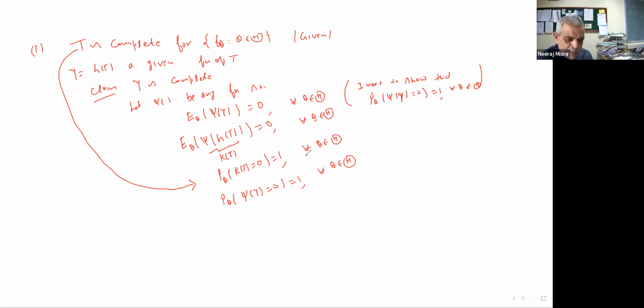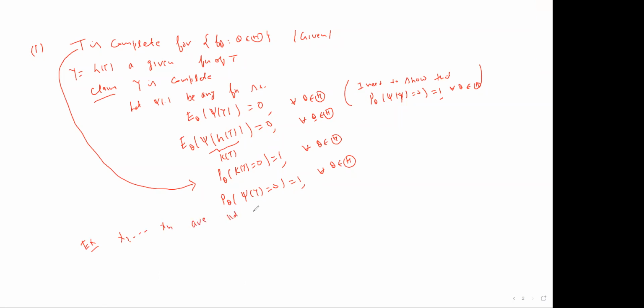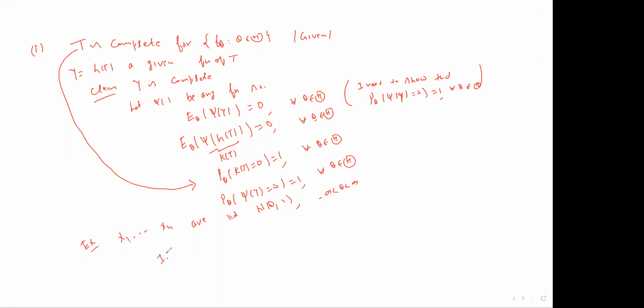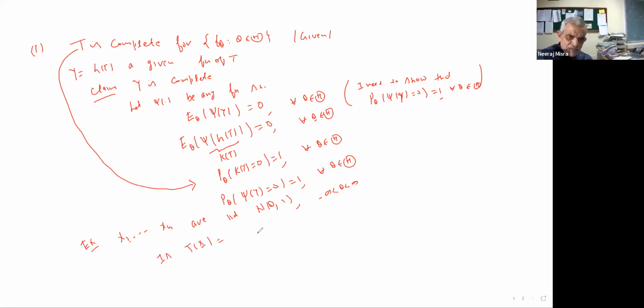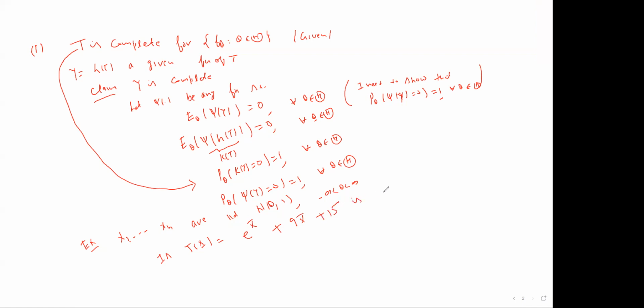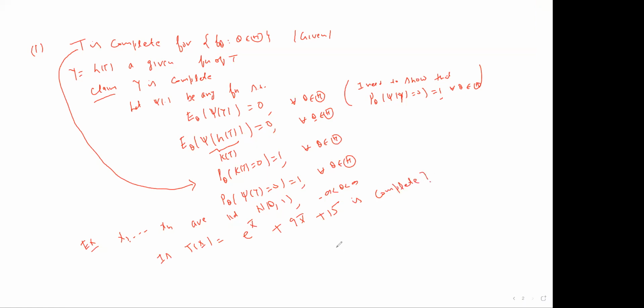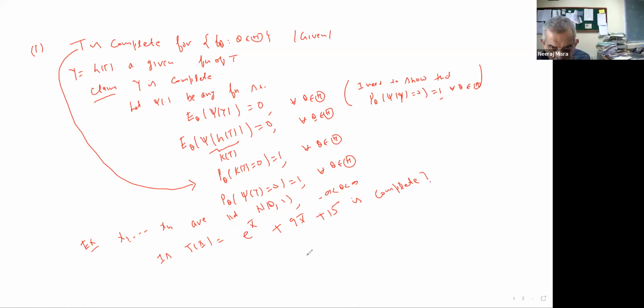So for example, to see an application of this result, let us look at x1, x2, xn are IID normal theta 1, where theta is between minus infinity and infinity. Is Tx, which is e to power x bar plus 9x bar plus 15, complete? I'm just showing an application of this result. What would be your answer? Is it complete?